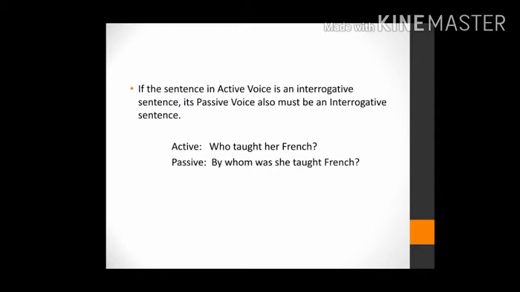If the sentence in active voice is an interrogative sentence, its passive voice also must be an interrogative sentence. It should be a question. Who taught her French? Answer is, by whom was she taught French?